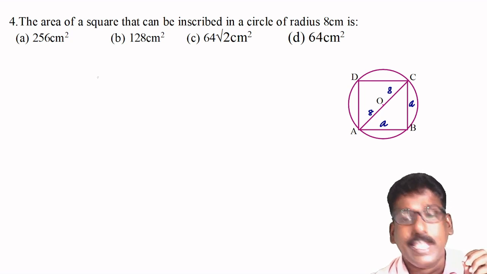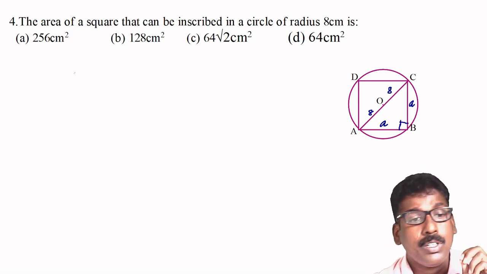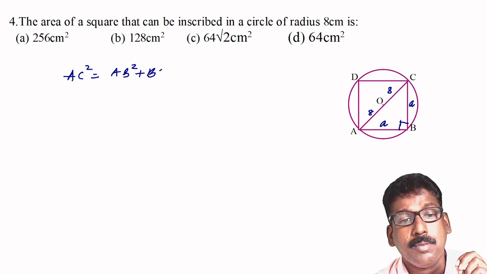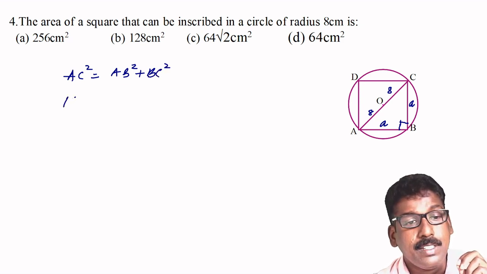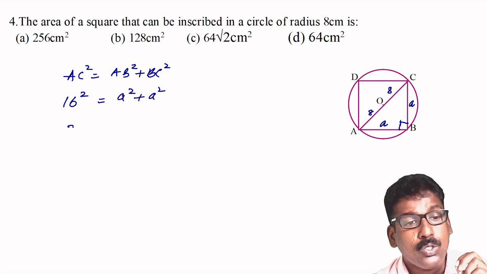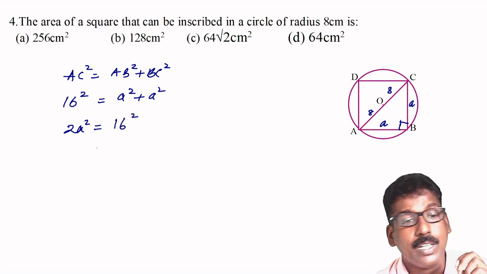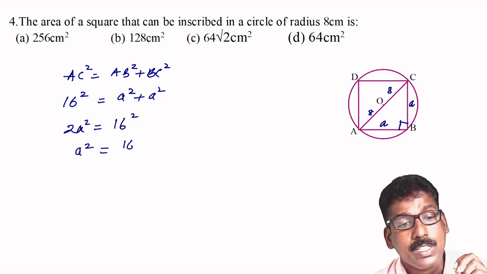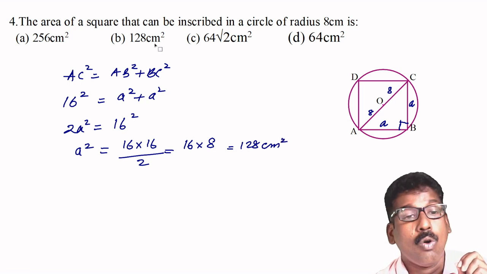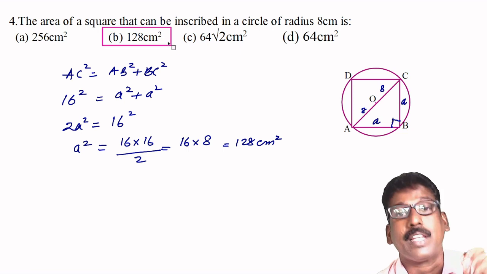Now in triangle ABC, according to Pythagoras theorem, you can write AC square is equal to AB square plus BC square. AC is 16. 16 square is equal to A square plus A square. That is 2A square is equal to 16 square. A square is equal to 16 into 16 divided by 2. That is 16 into 8. 16 into 8 is equal to 128 centimeter square. So here also option B is the correct option.